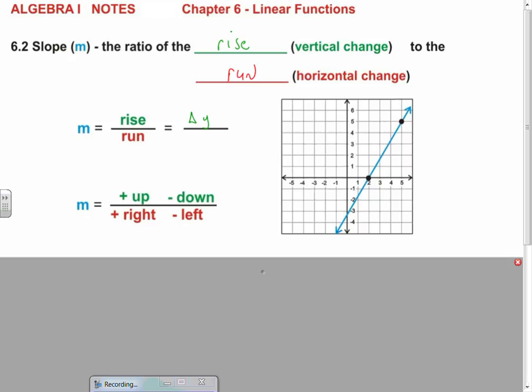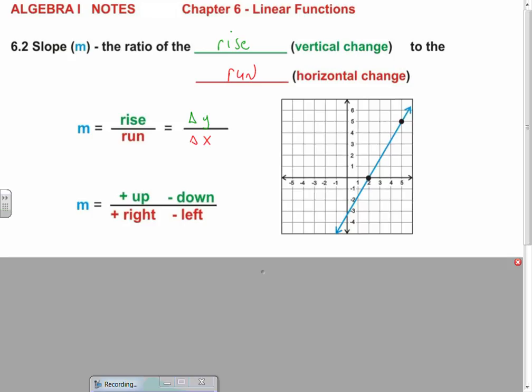You could also say delta Y. That would be the physics term. But delta means change in. So the change in Y divided by change in X. That's the slope. The vertical change over the horizontal change.